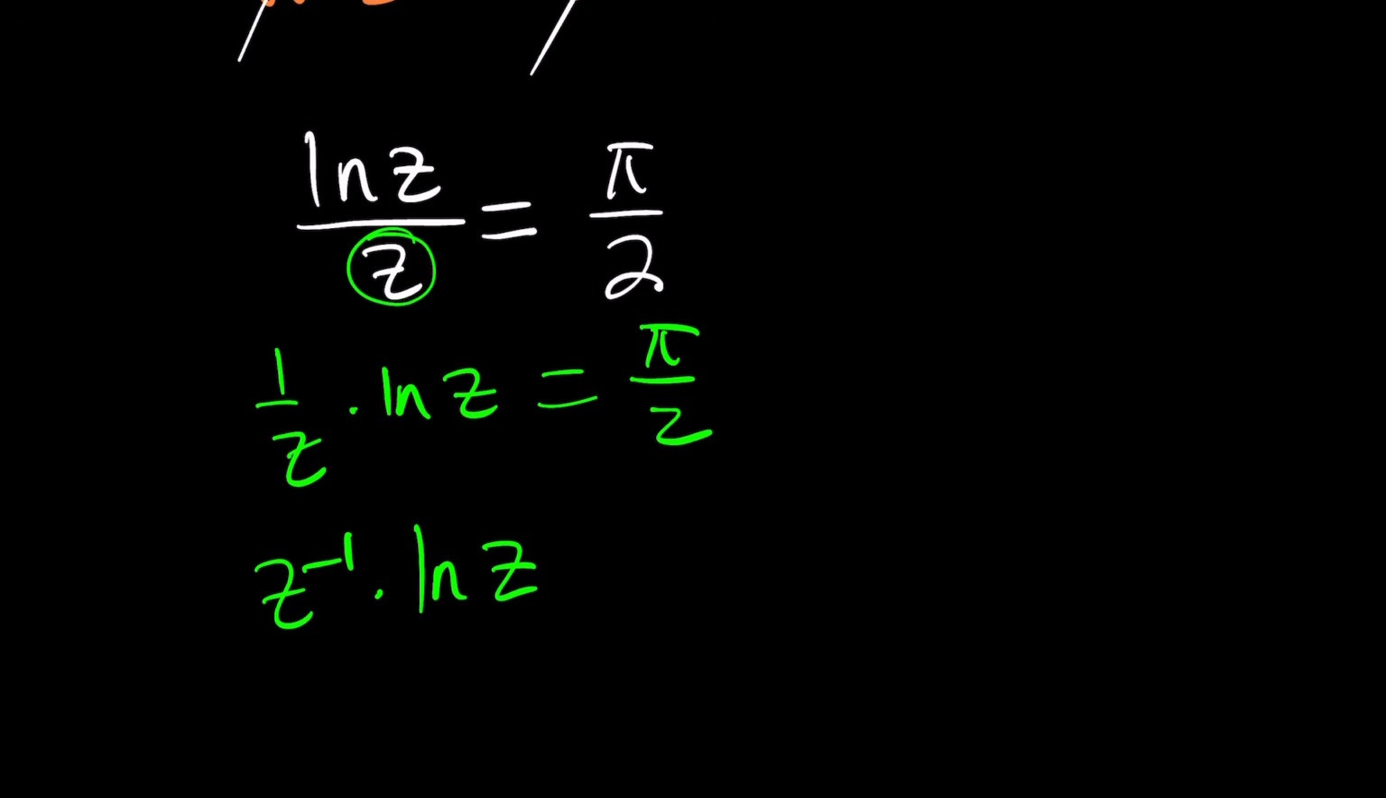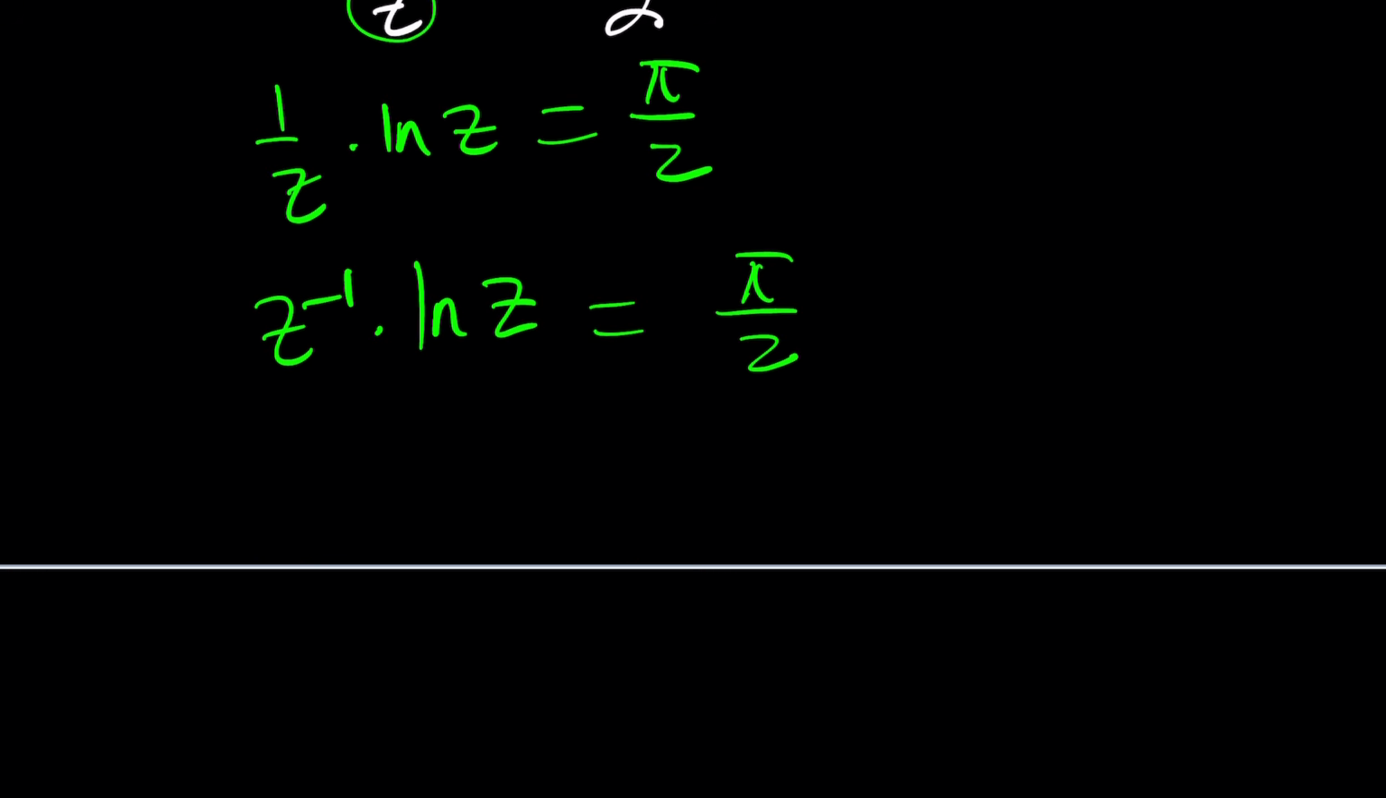Anyways, so this is equal to pi over 2. But here's the thing. I have z to the power negative 1, but I don't have ln z to the power negative 1. But that's an easy fix. Let's go ahead and multiply both sides by negative 1. And then this is going to bring in a negative sign here, right? And then I'm going to take that negative, put it up here, because that's the property of logarithms, right?